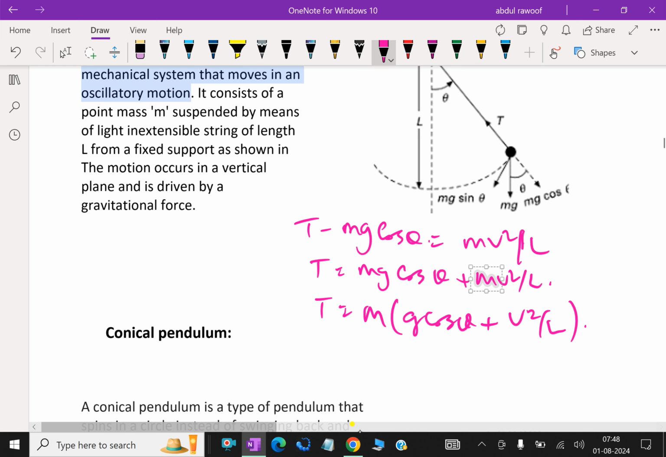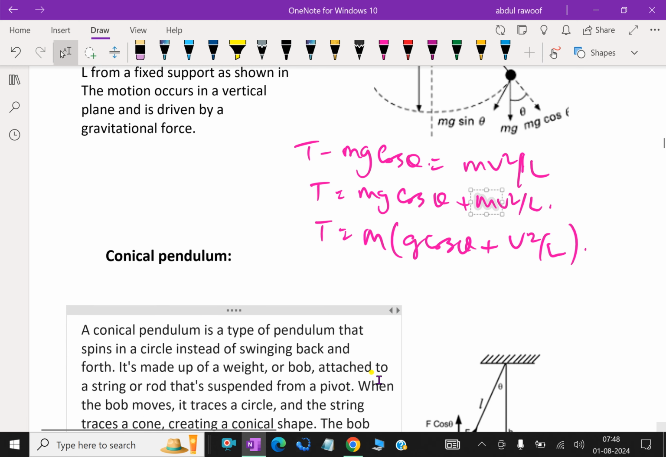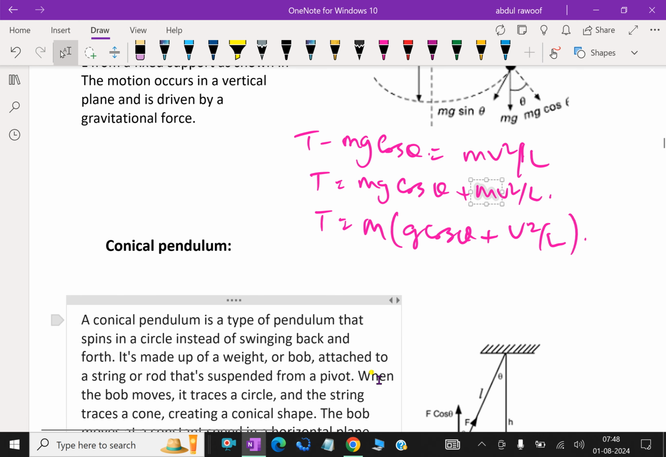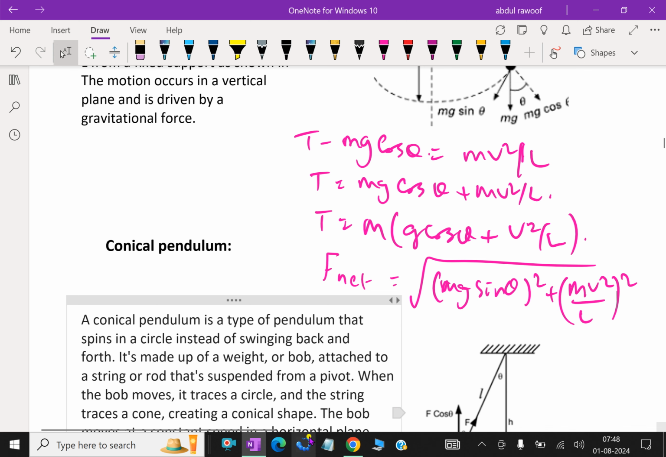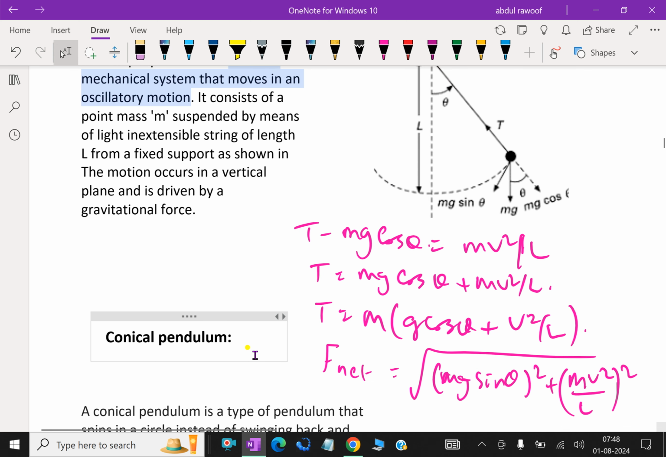Then the net force F net equals the square root of (mg sin theta) the square plus (mv squared over L) whole square. This is a simple pendulum.